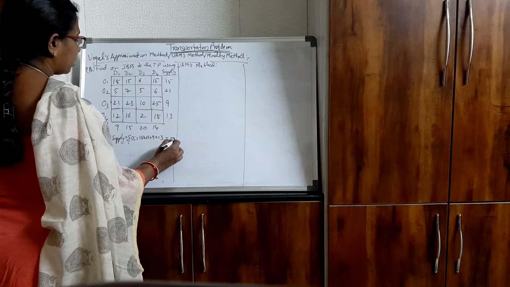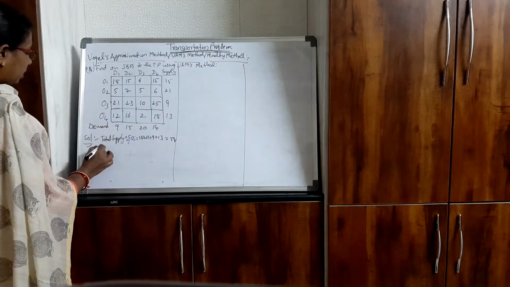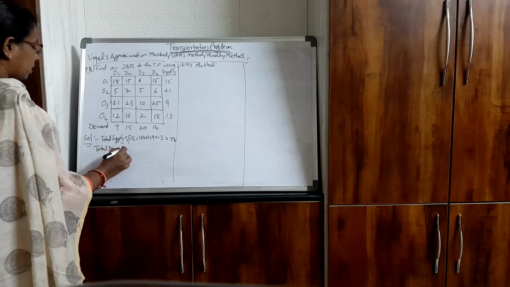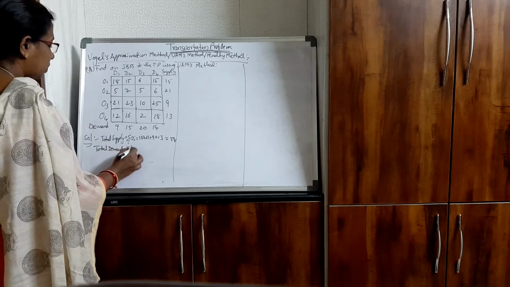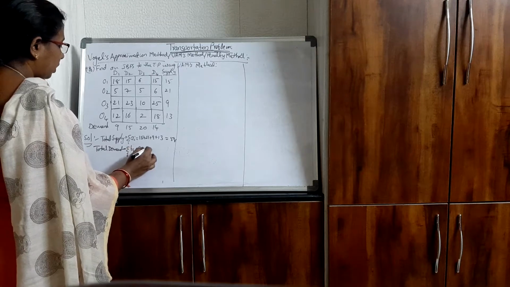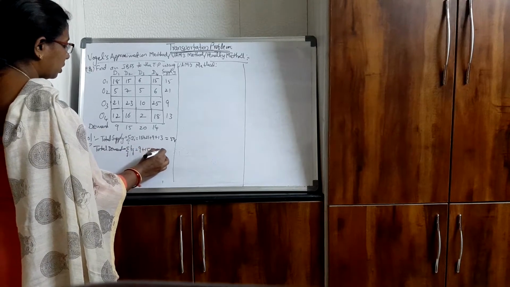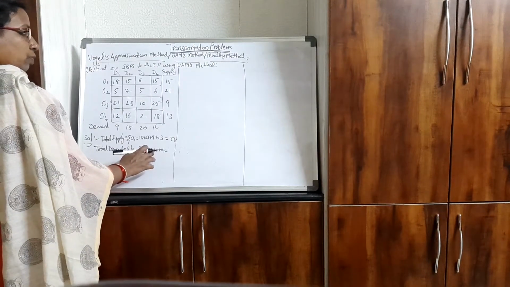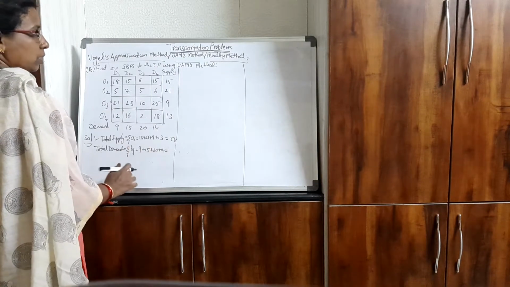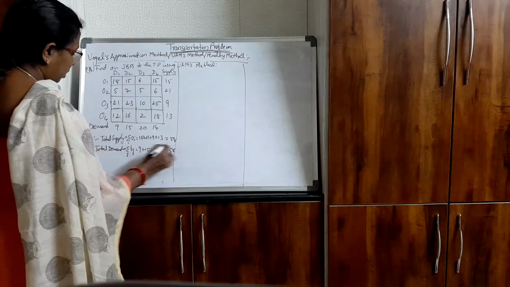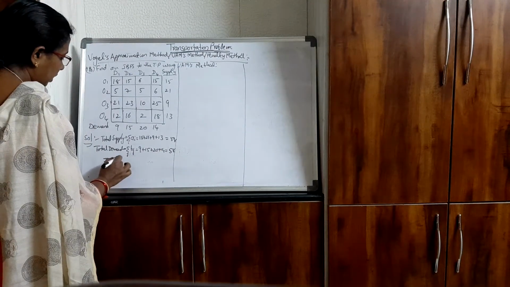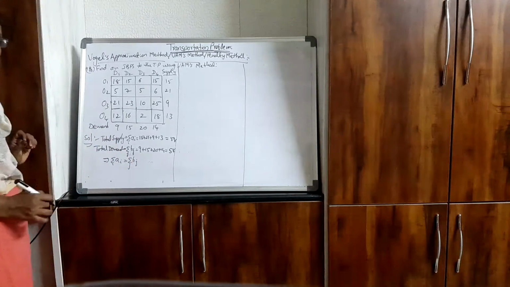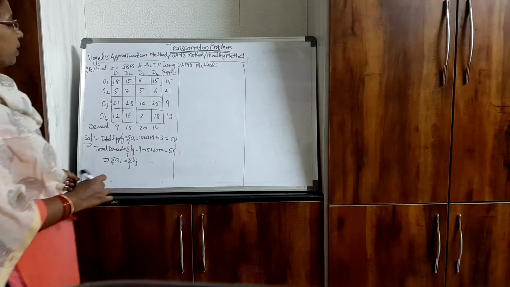Is it correct? Yeah, we'll see. Then total demand, summation over j, bj: 9 plus 15 plus 20 plus 14. 9 plus 15 is 24, 24 plus 20 is 44, 44 plus 14 is 58. So it implies summation ai is equal to summation bj. That means it is a balanced transportation problem.